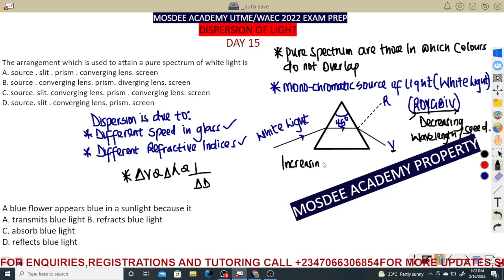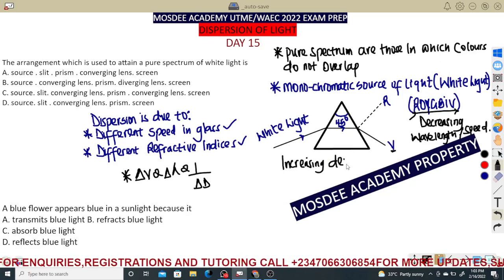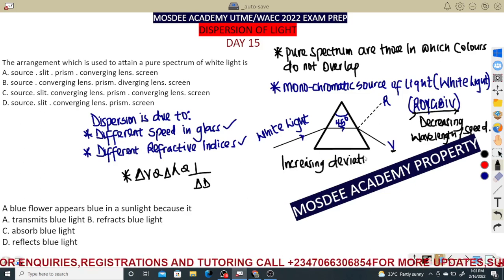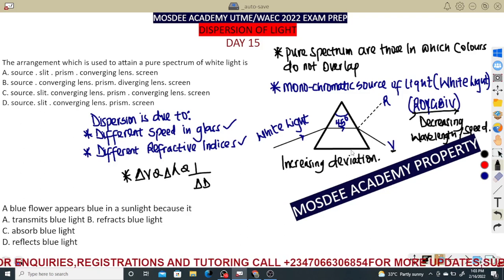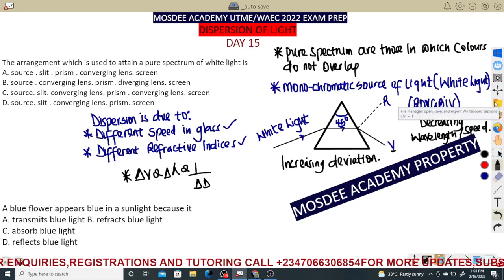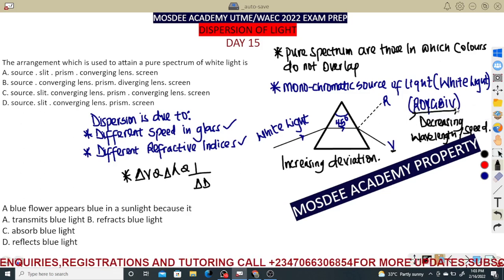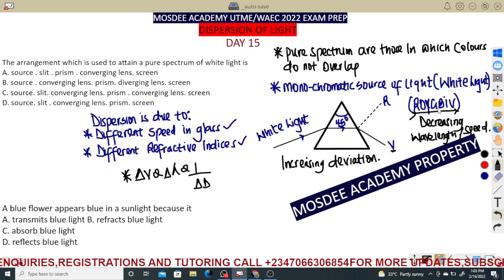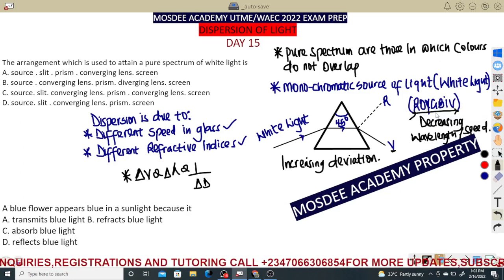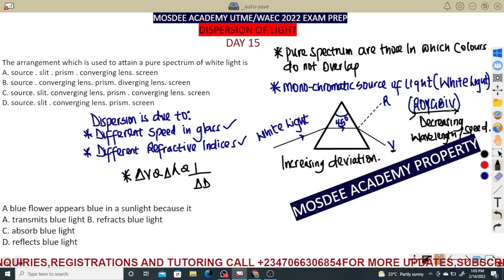Increasing deviation. Some of you have issues with language. Language wise, you don't understand concepts. Let me break it down for you. I mean, red has the highest wavelength, higher than orange, and so on and so forth. Are you there? Now, the same thing also happened in terms of what? If you want to talk about their deviation, violet has more deviation than what?